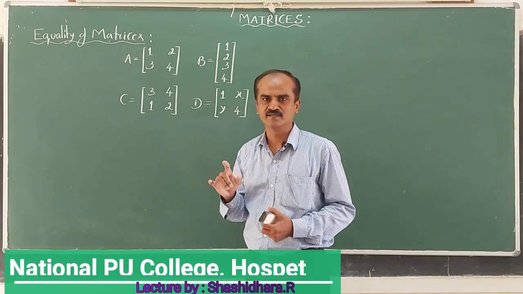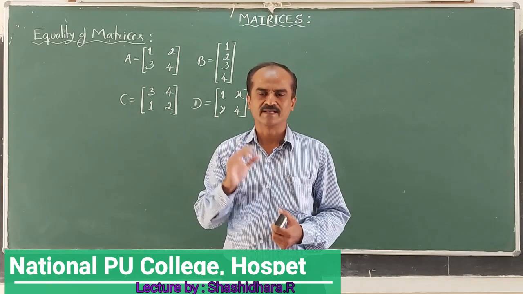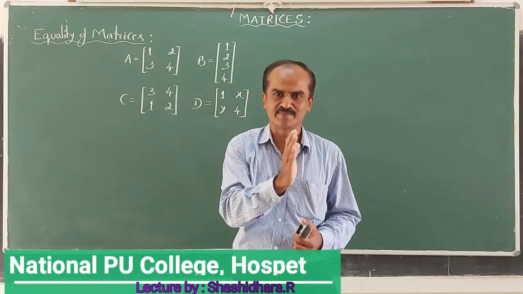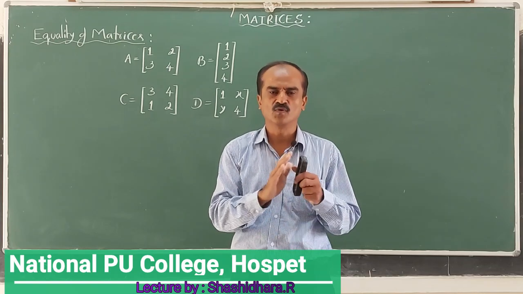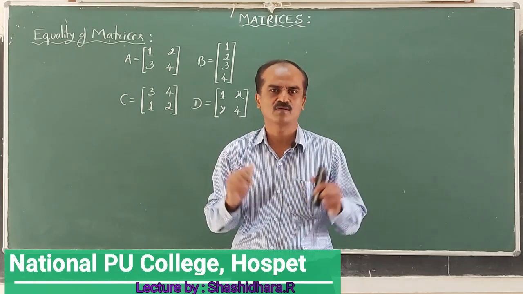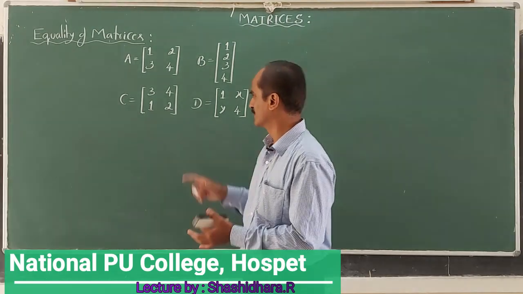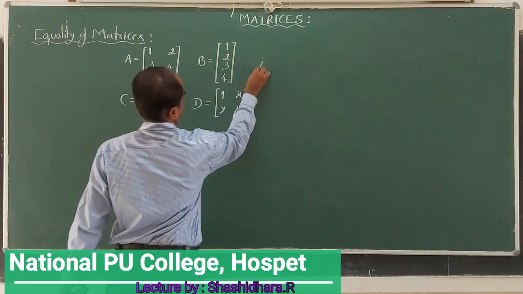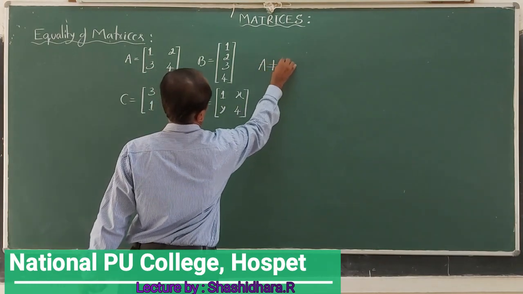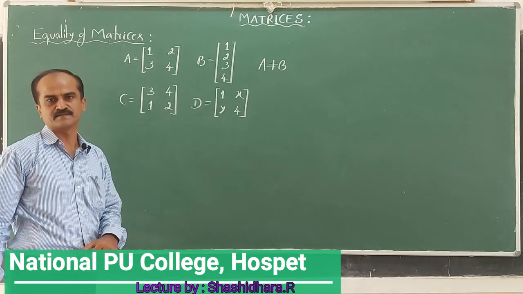First condition is we have to check their order. That is, order of matrix A is same as order of matrix B or not. If they are different, no question of checking whether they are equal or not. Straight away you reject it. They cannot be equal. So here I write A is different from B, A not equal to B. So first condition is order must be same.